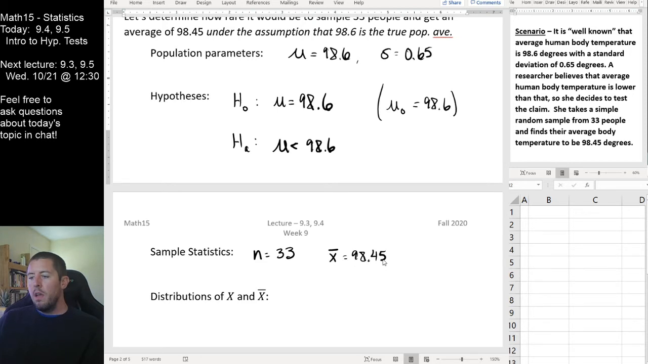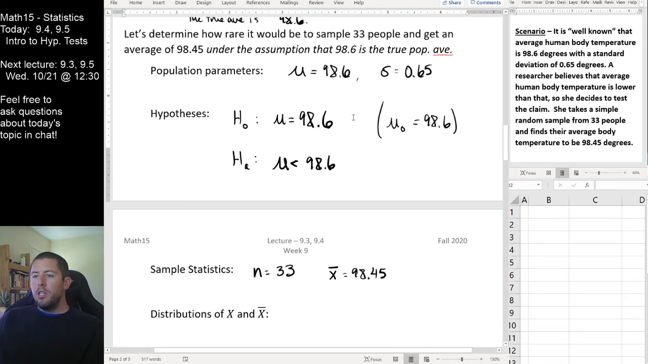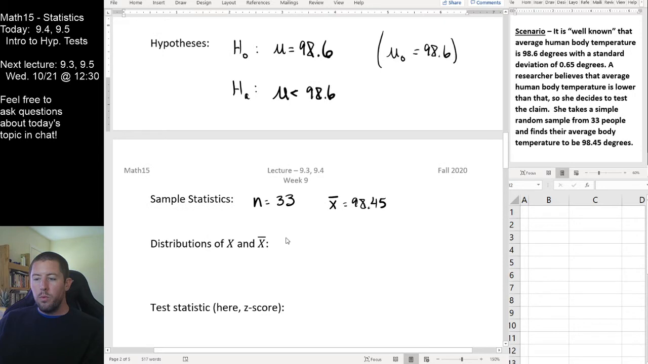So what we're going to want to do here, and if you're looking at the top of my screen, is we want to determine how rare it would be to see a sample like this. That's really saying find the probability of seeing a sample like this. Well, I know that I can't compute a probability of any event unless I know what distribution the samples follow, right? So what we need to know about the distribution of our variable of interest here.